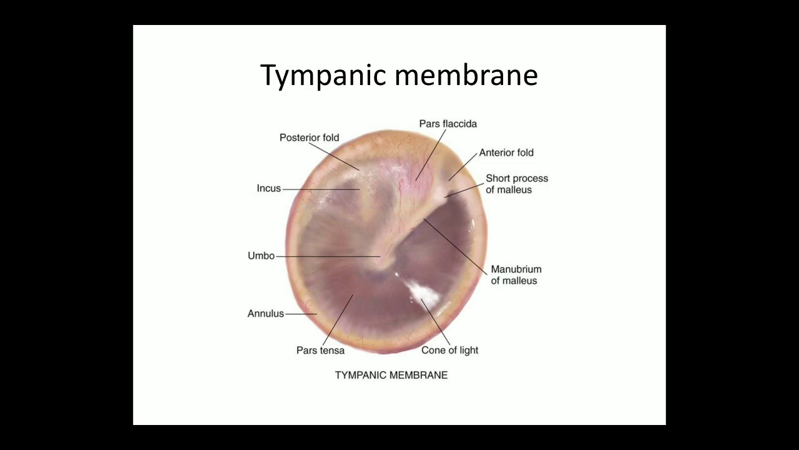Pars tensa shows the vertical handle of malleus, which is yellowish in color. The handle passes downwards and backwards from the short process to the umbo at the center of the drum. The light reflex is a conical reflection of light which extends downwards and forwards from the umbo to the anterior inferior quadrant of the eardrum. Now let's move further.